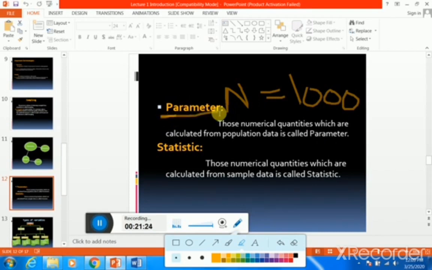Remember, parameter starts with P, it has a connection with the population data. Hope, inshallah, the idea will be clear. Now we will move to the next one, statistic.